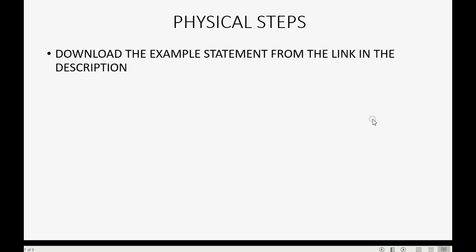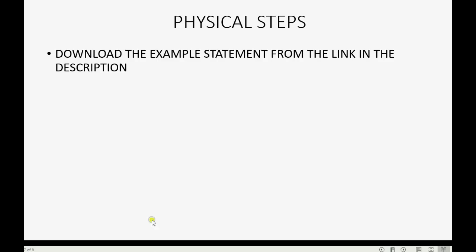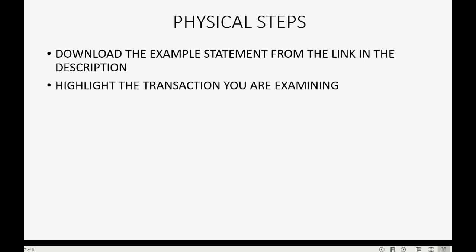So here are the physical steps that we're about to perform. First, you should download the example statement from the link in the description. The example statement is in Excel, and the first month has very few transactions, and it should be very clear what you're looking at when you open the example statement. Then, we'll highlight the transaction that we're examining one by one, and we will highlight it on the statement in Excel, but we will not change the color until we check it and indicate that it's cleared in QuickBooks Online.